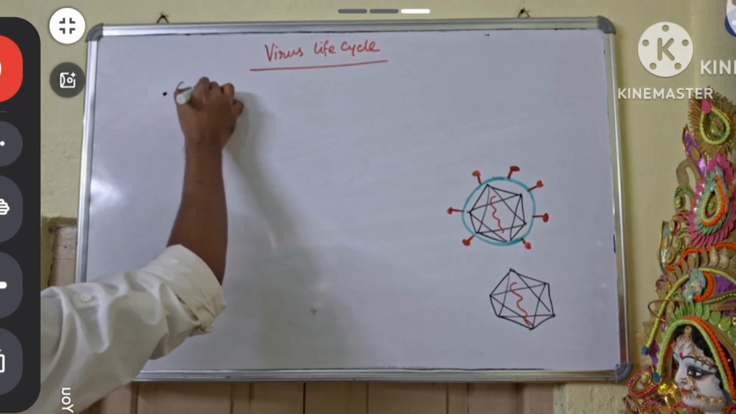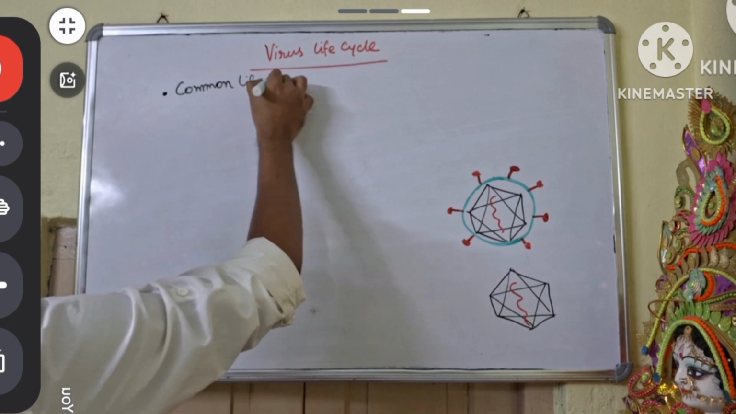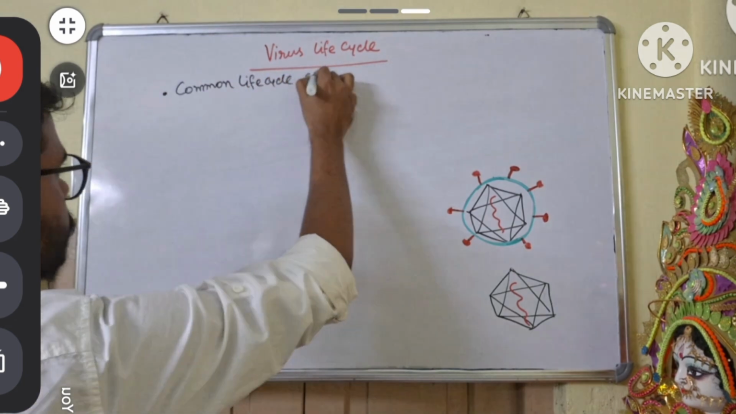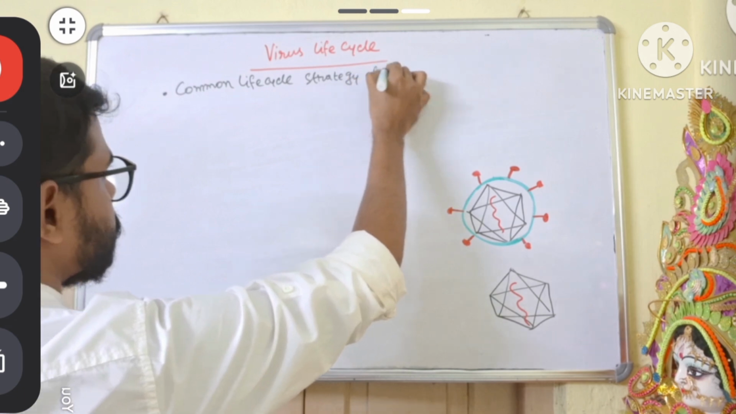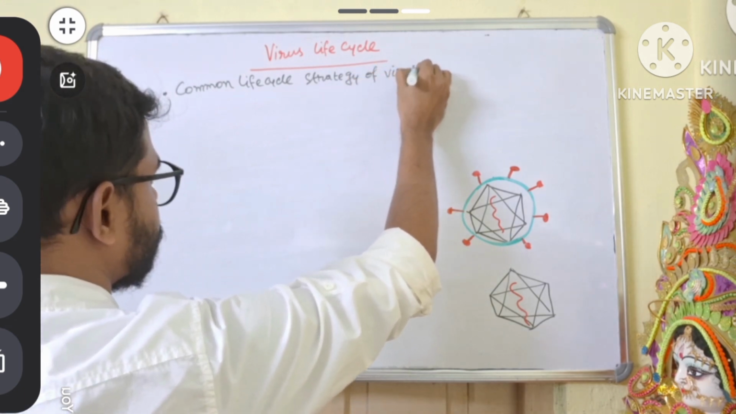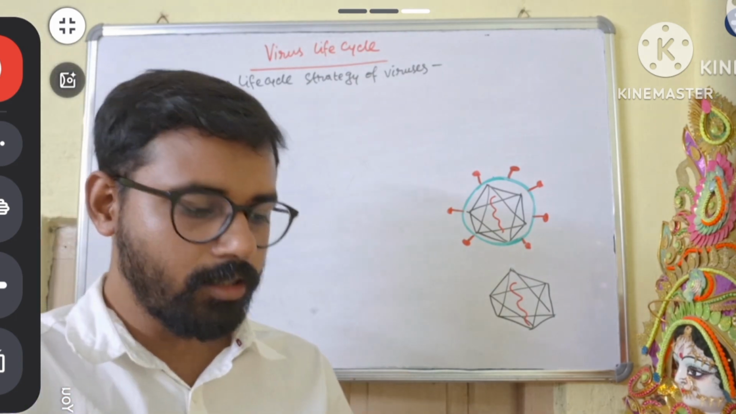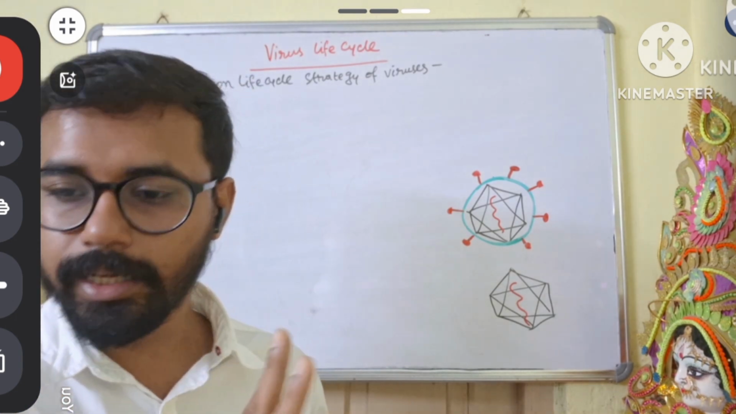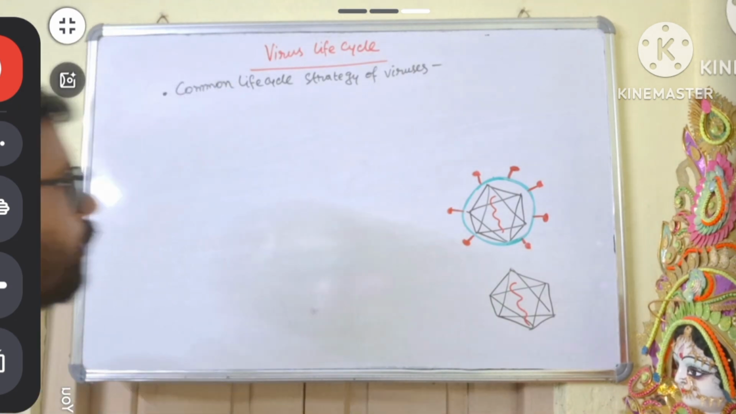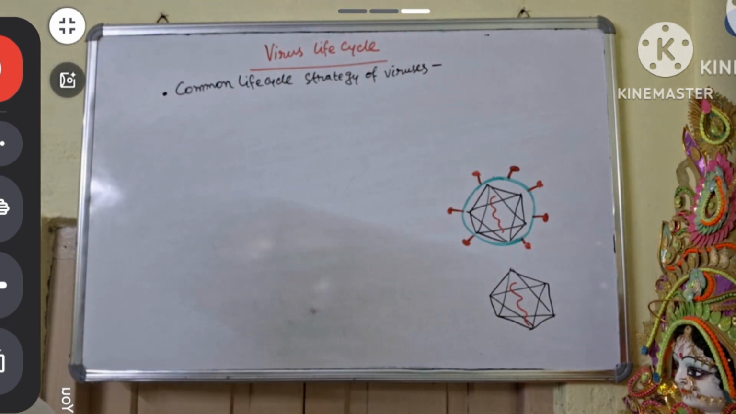Common life cycle strategy of virus. Viruses are of different types, but all common types of viruses have a life cycle strategy that contains four events.